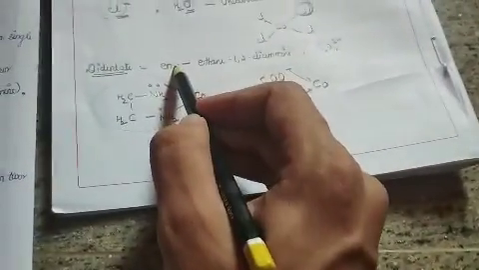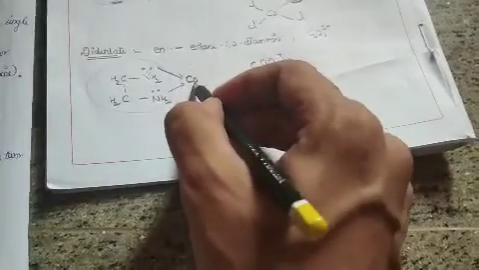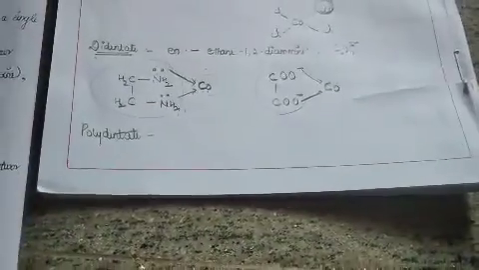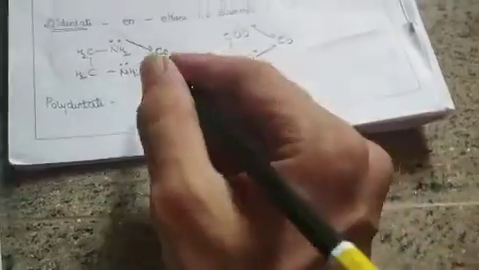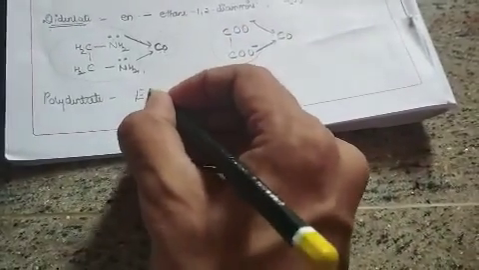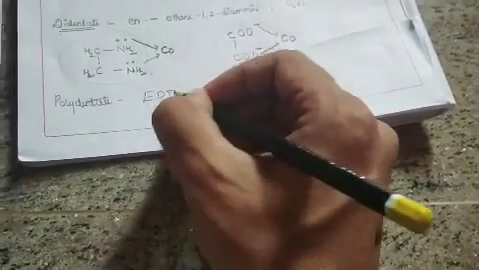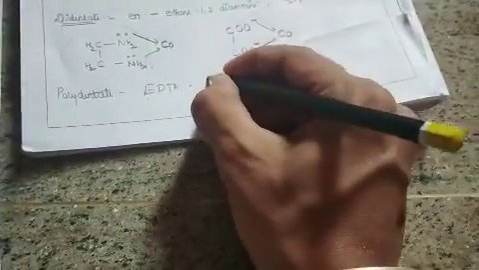Didentate ligands means the ligands which are binding to your central metal atom or ion through two donor atoms. Similarly, there are also polydentate ligands. Uni means one, di means two, and poly means, instead of saying tri, tetra, penta, we are just using a common word, poly, that is having more than two donor atoms. The major familiar example is EDTA, which is called ethylene diamine tetraacetate.